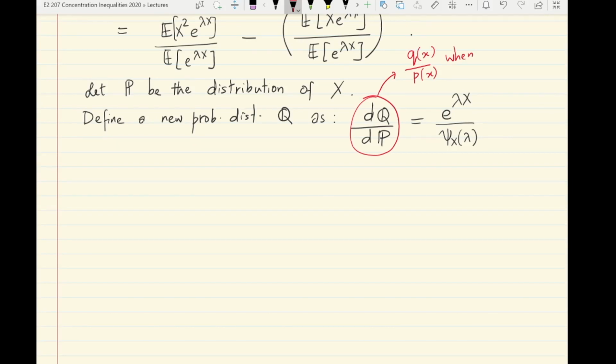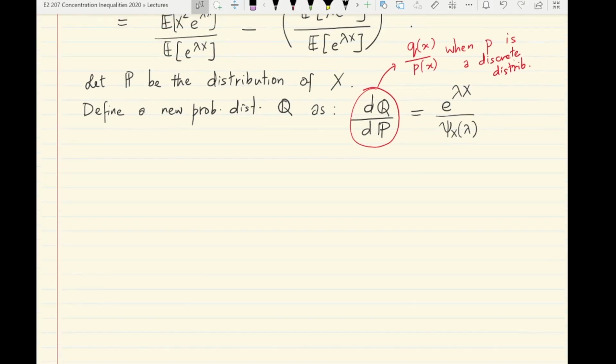So when P is a discrete distribution, that is the case. If P has a probability density function, then dQ by dP is taken to mean the ratio of probability densities of Q by P, and this can be extended even for general random variables.